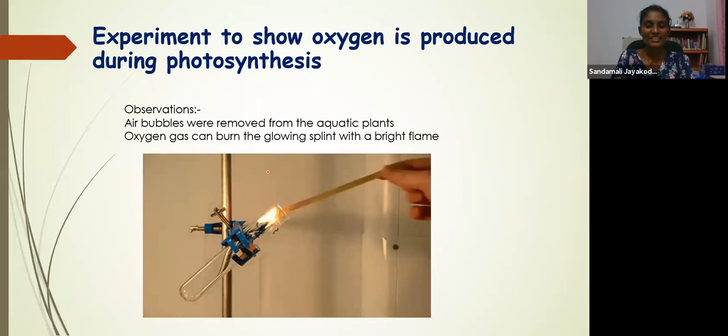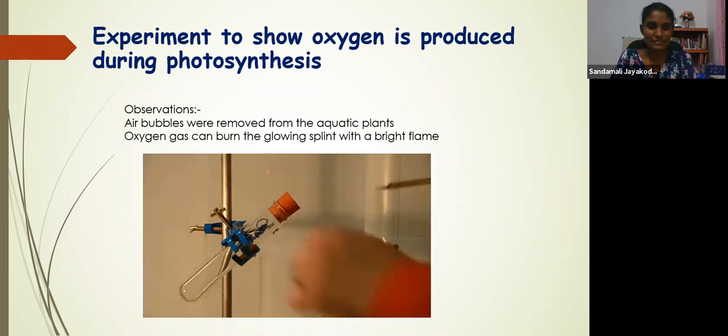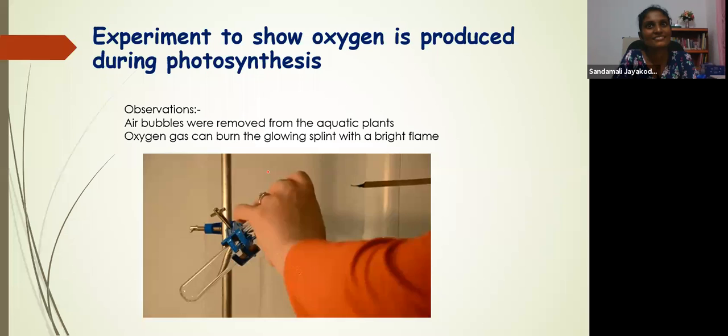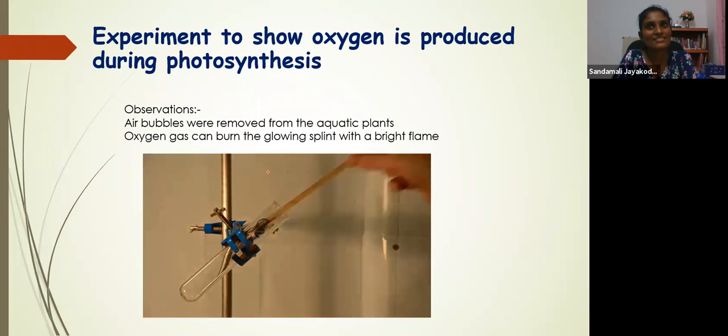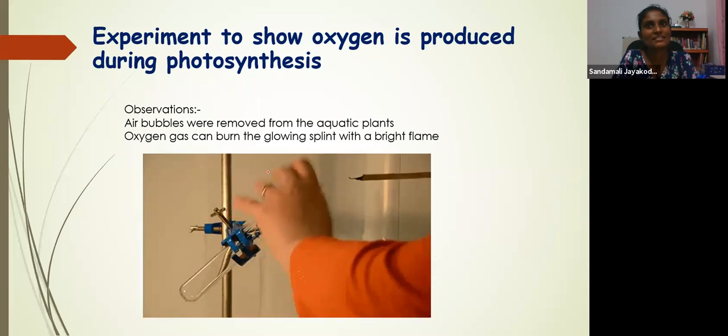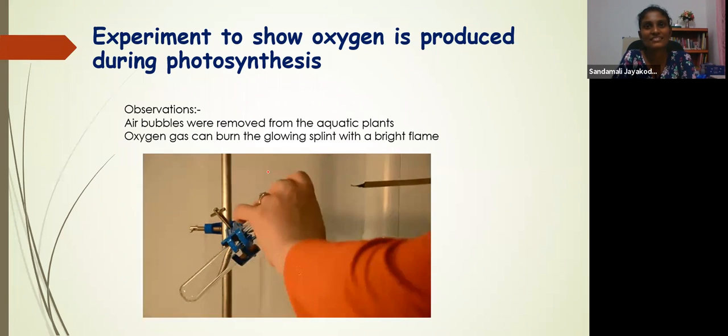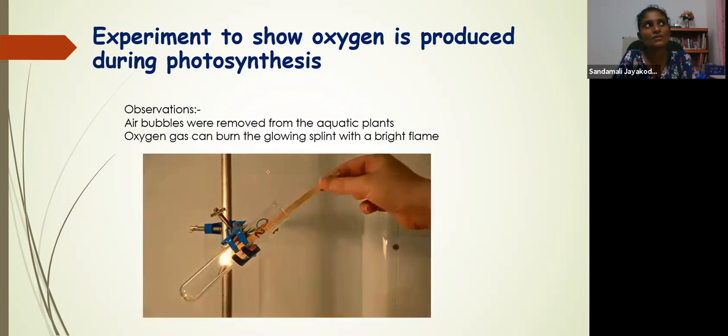So here I'm going to ask you: what is the chemical compound which was used by us to absorb carbon dioxide gas in a test to check whether carbon dioxide gas is essential for photosynthesis or not? Can you remember the name of that chemical?